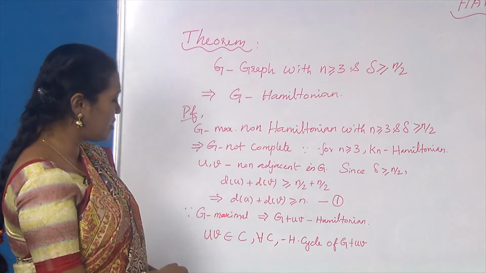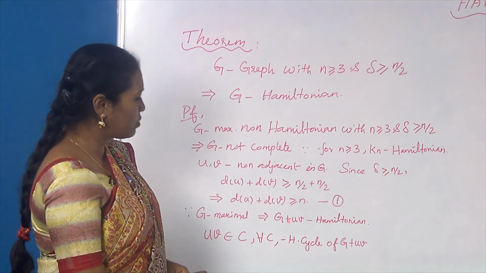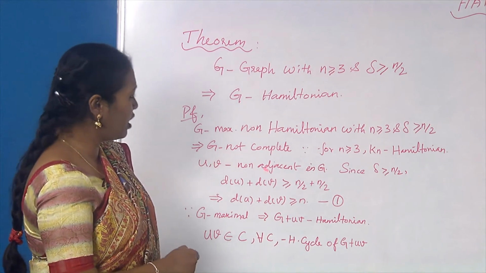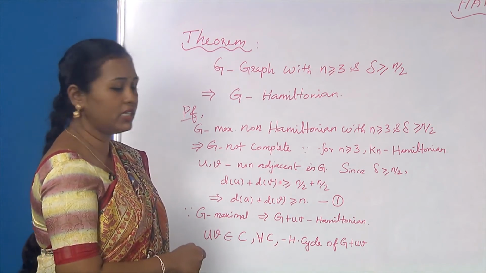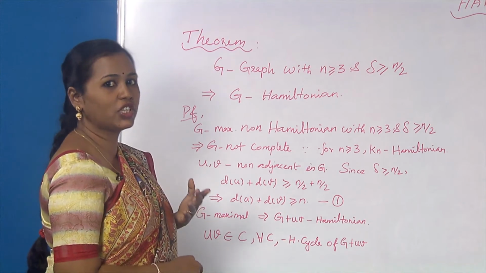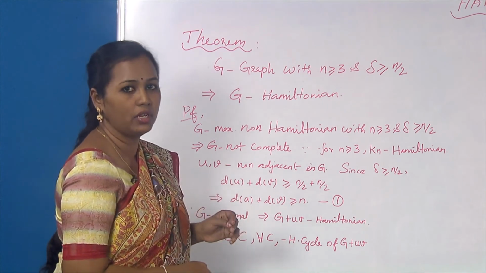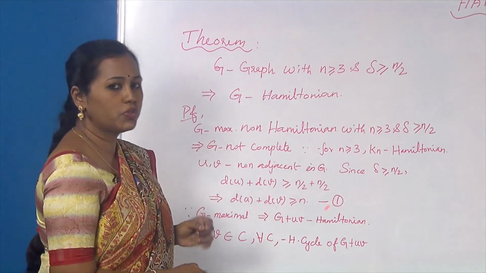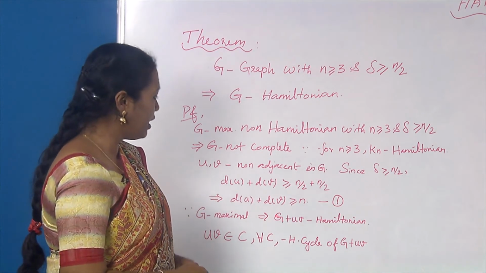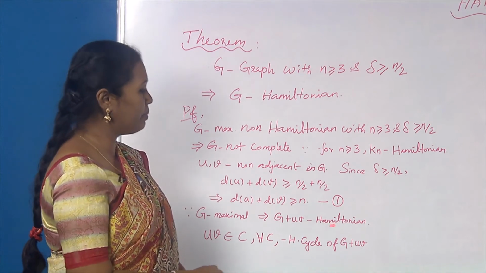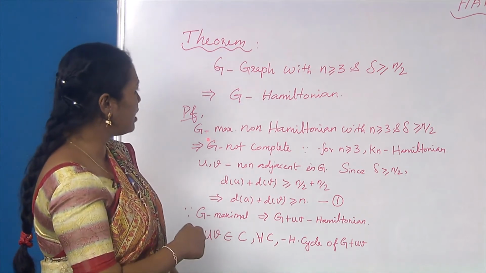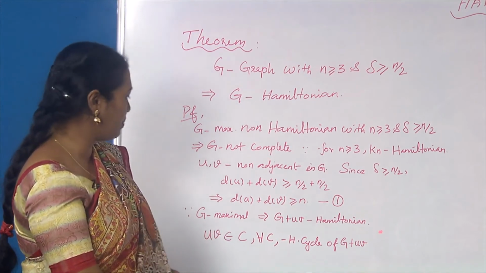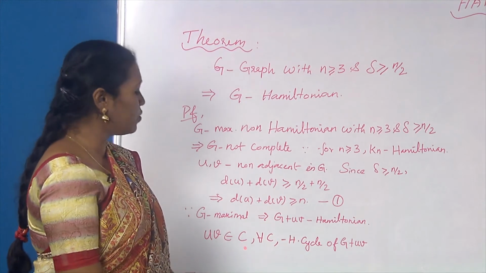Now, G is maximal, which implies that G plus one more edge, let us say uv, is Hamiltonian. Let us keep in mind that u and v are non-adjacent in G, so u and v do not have an edge connecting them in the original graph G. I am going to create a new graph G plus uv by connecting those two vertices u and v. By connecting these two vertices, the graph immediately becomes Hamiltonian, because earlier G was a maximal non-Hamiltonian graph. So, G plus uv is Hamiltonian. Now, uv will belong to the cycle C.